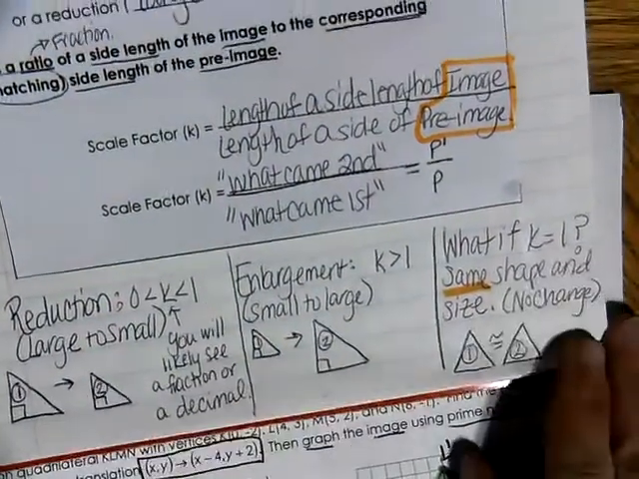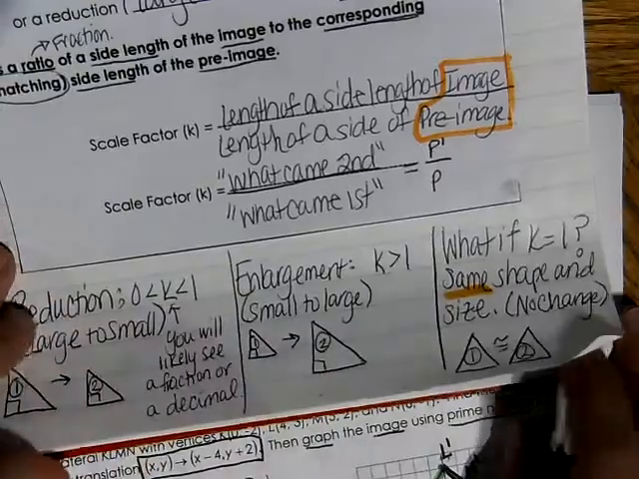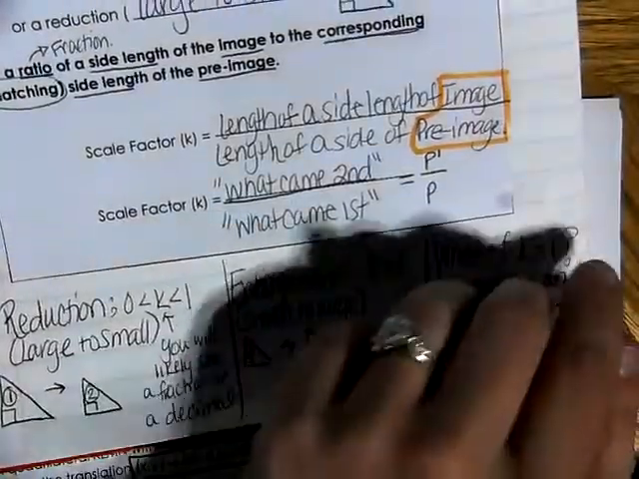All right, let's go ahead and move on. We're going to talk about the coordinate notation for dilations, and then we're going to talk about our quick example, and then that will be the end of our video lesson, along with some information that I do need you guys to know.